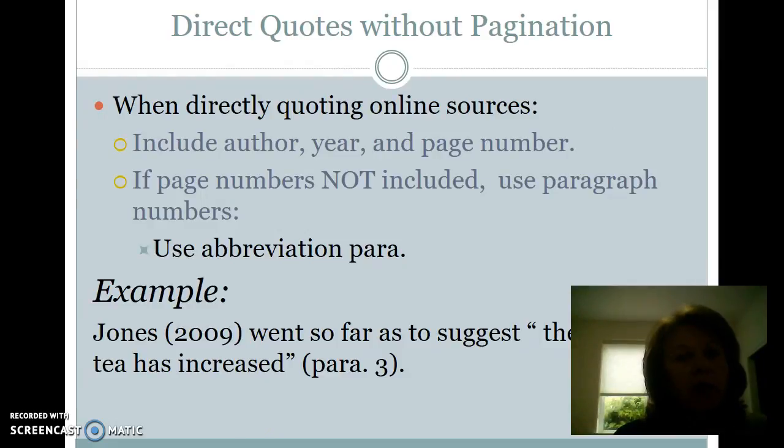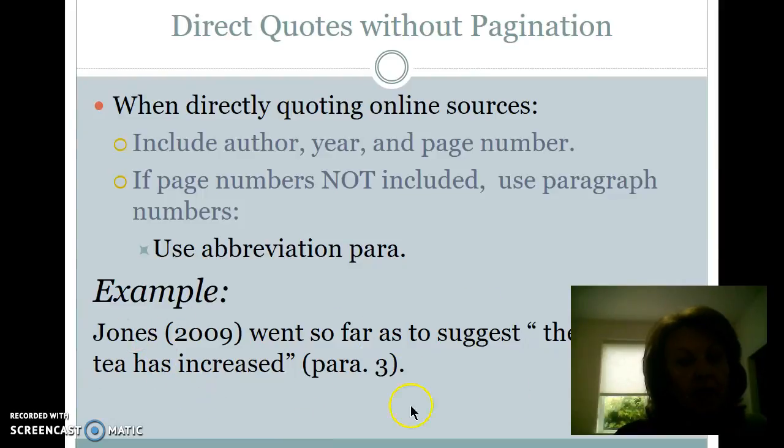If a direct quote you're using appears on a page that doesn't have a page number on it, then you're going to want to count paragraphs. And often this is the case when you're using online resources. Sometimes it's very difficult to find page numbers. So you can use the paragraph that your direct quote was found in instead of the page number.